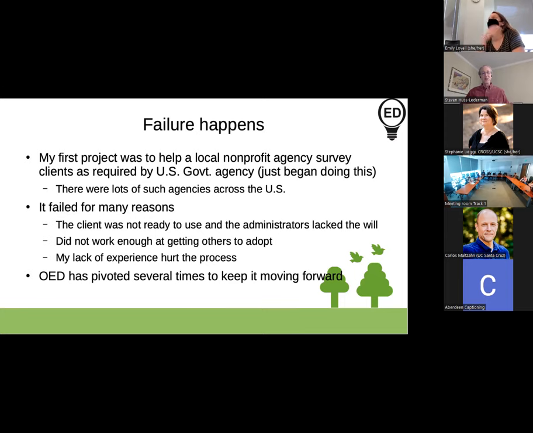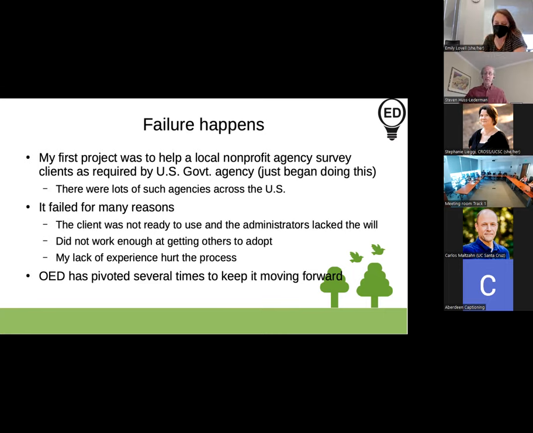One was the client we chose was not ready to use it, and the administrators lacked the will to really make this happen. Another thing that happened was I didn't work hard enough to get other agencies to adopt it, so we didn't get traction. And quite honestly, my lack of experience hurt the whole process. So things can be successful, but also be prepared for the ups and downs, and just live with them and roll with them and adjust to them.